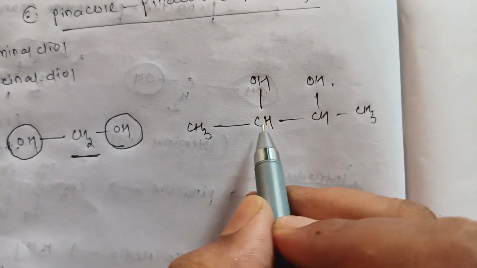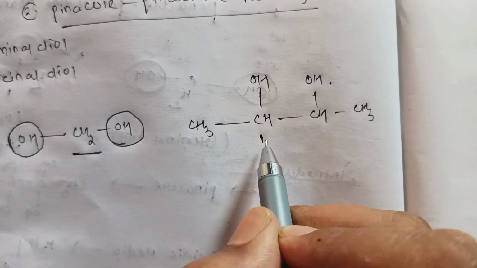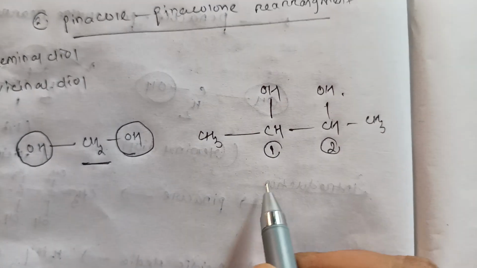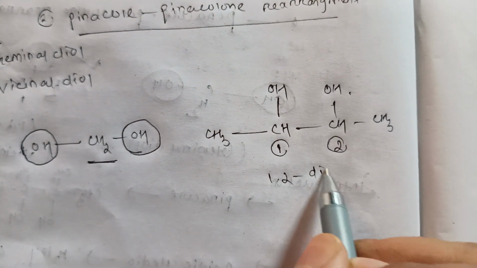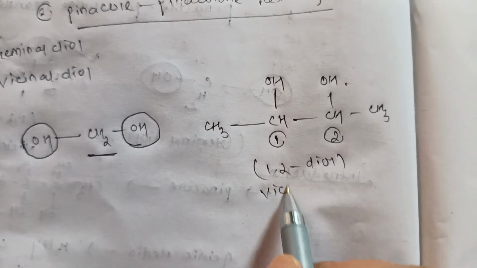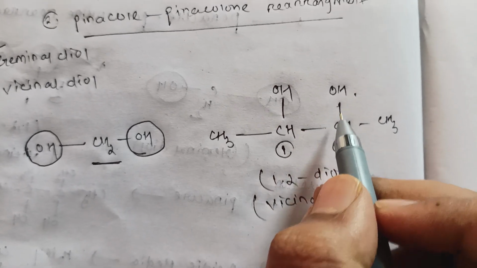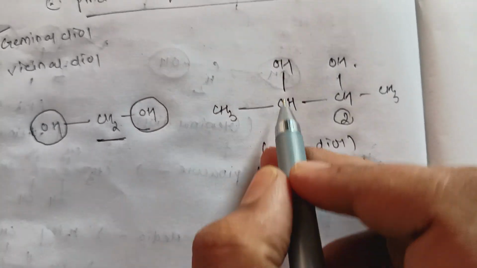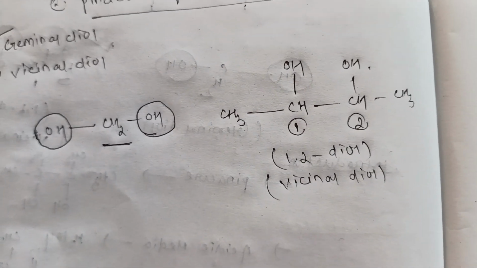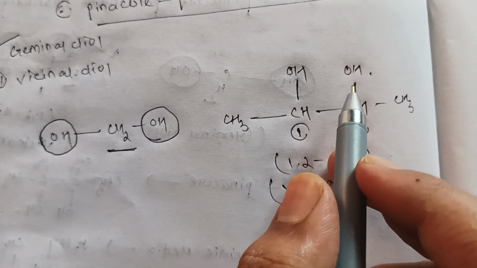Here it is butane 2,3 diol. But when I take it 1 and I take it 2, they are adjacent to each other, hydroxy groups are present. It is called 1,2 diol or vicinal diol. So vicinal diol is nothing but when a carbon containing a hydroxy group is attached to another carbon that also contains a hydroxy group. If it is present at 1,3 position, then it will not be called vicinal diol. If adjacent carbons contain two hydroxy groups, then that is called vicinal diol.